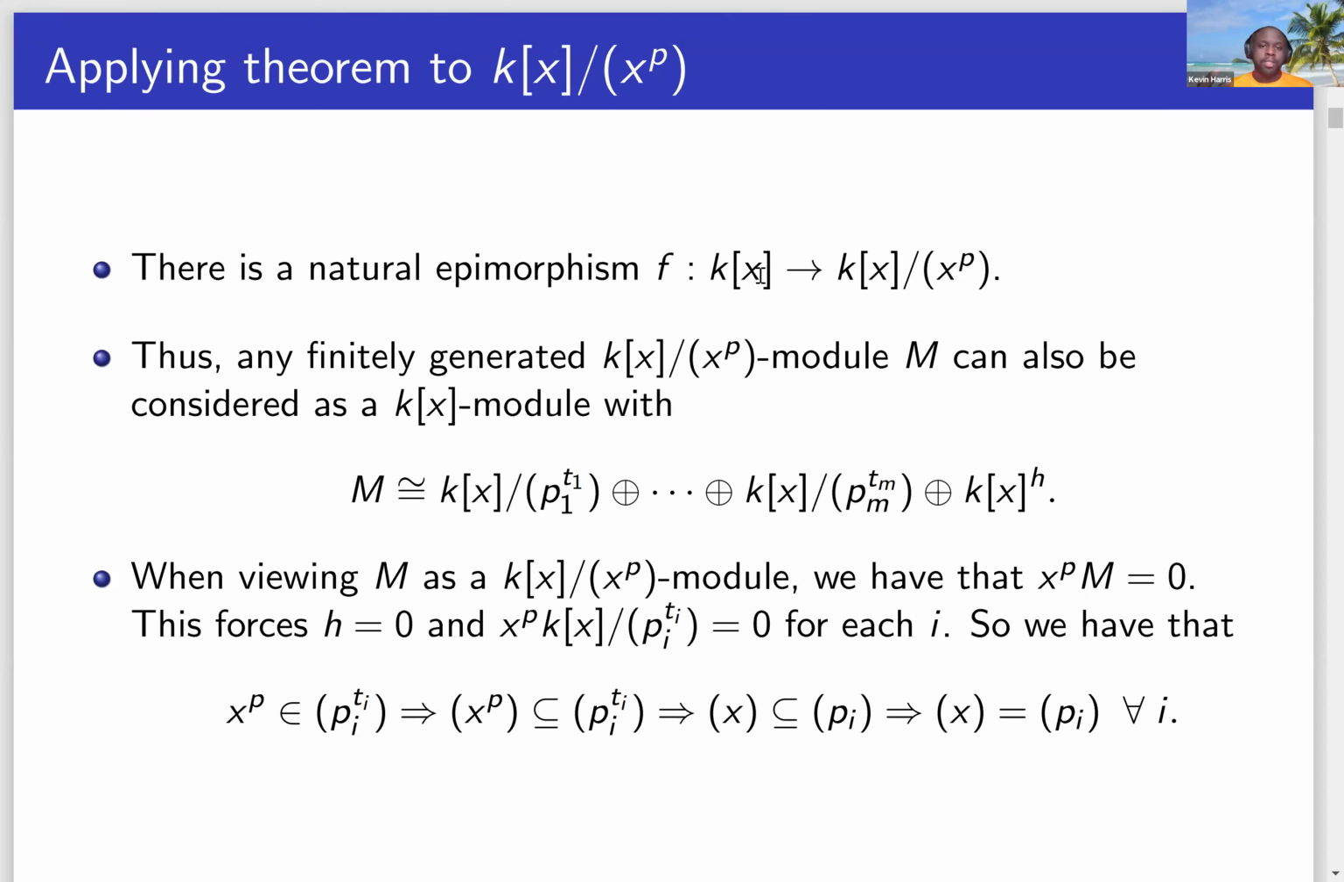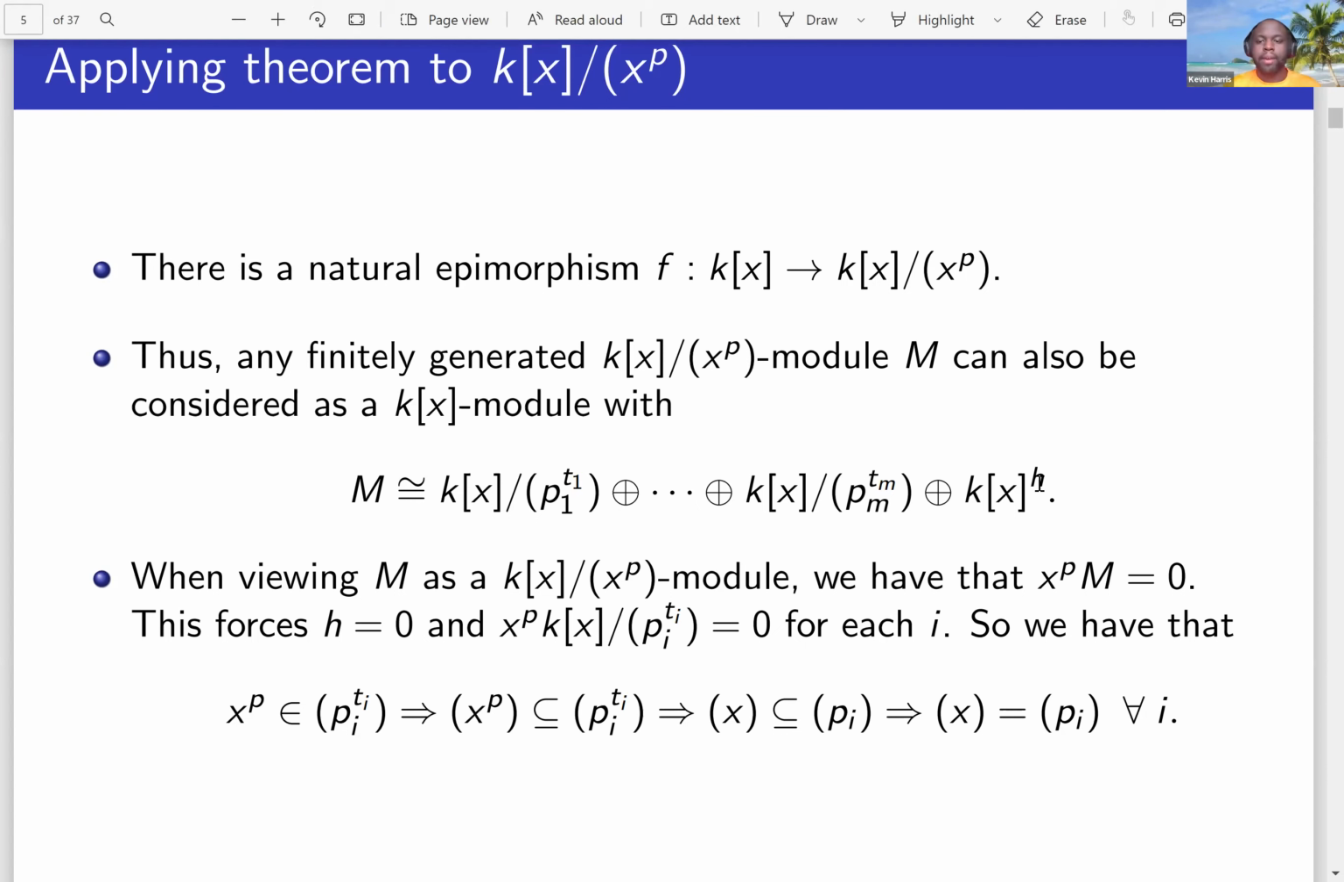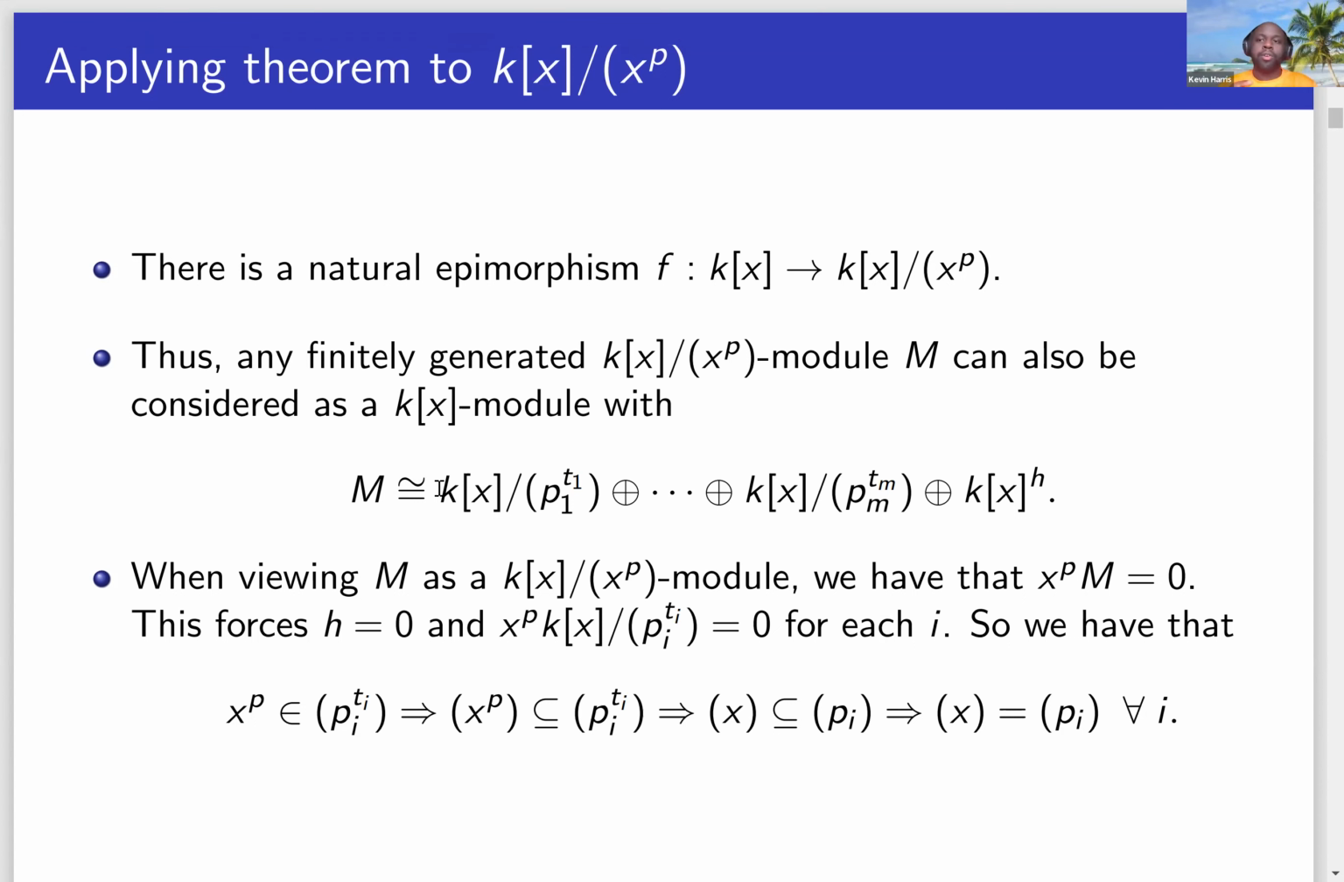And so this means that any k bracket x mod out x to the p module can be regarded as a k bracket x module. And since that happens, we can have a decomposition for that module based off the decomposition we just talked about, based off the fundamental theorem. Once we do that, we take this decomposition and try to see how we can transfer it over when we regard M as a k bracket x mod out x to the p module again, because that's where we started originally.